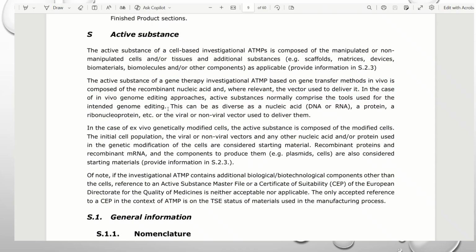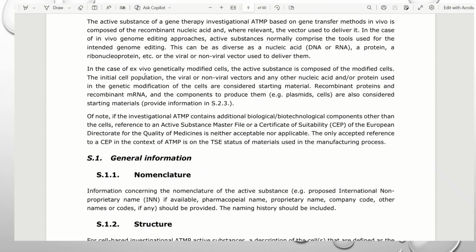Where the gene transfer occurs in vivo, the active substance is the actual components that are required or relevant for that gene transfer. And it can be diverse: nucleic acid, DNA and/or RNA, protein, a ribonucleoprotein, that's a complex, or viral or non-viral vectors used to deliver them. So in the case of ex vivo genetically modified cells, the active substance is composed of the modified cells. So this is what we are dealing with here, and this is what the active substance is.